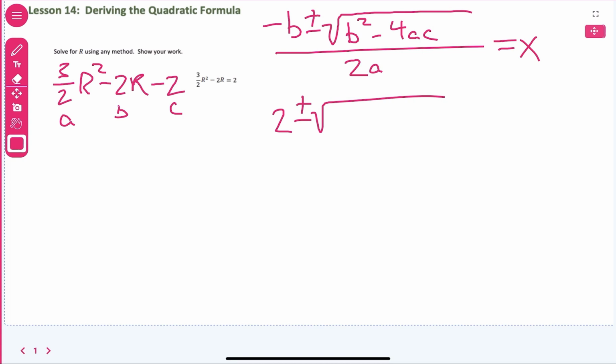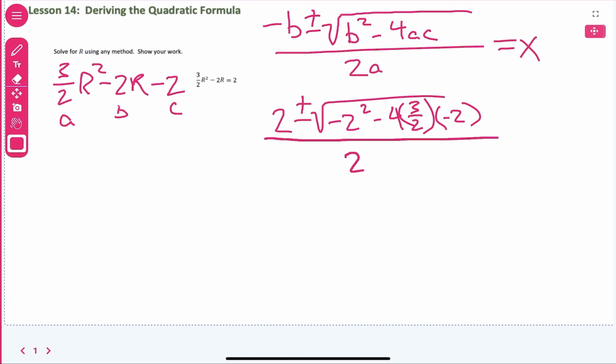Now, does it matter here if we put a negative 2 or a positive 2? No, because we're squaring it, correct? But for the sake of it, let's go ahead and put negative 2 squared minus 4. What is A? Three halves. What is C? Another negative 2. Okay? Divided by 2. And what is A? 3 halves.